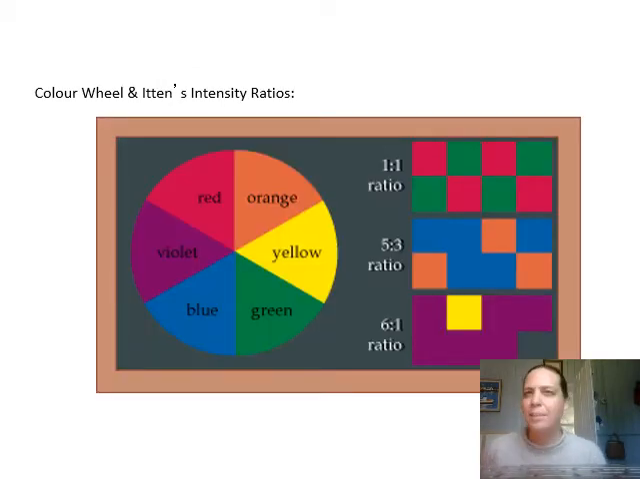Another idea, and I'm really skimming the surface of these ideas, I just want you to know the scope of what's included in color theory, is the idea of intensity. So it's like some colors are stronger than other colors, and we use the word intensity to talk about that.